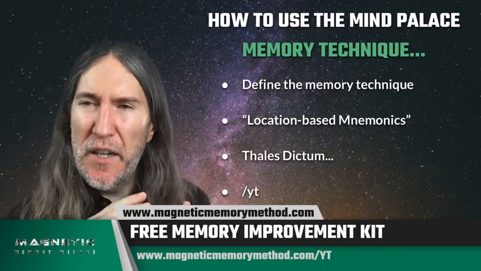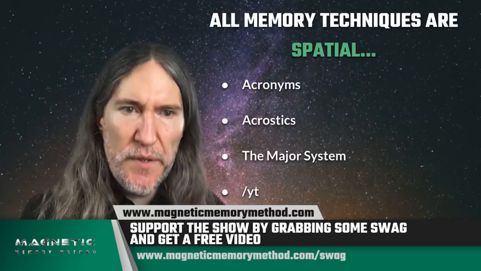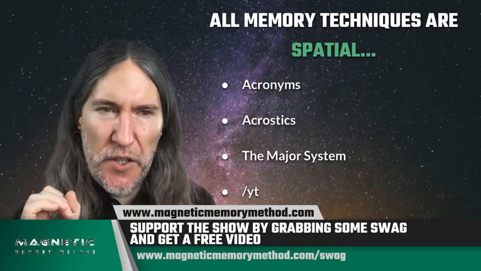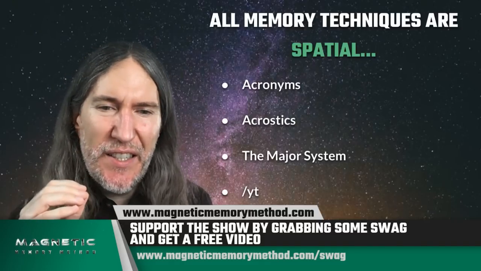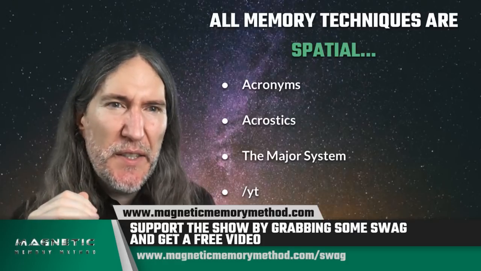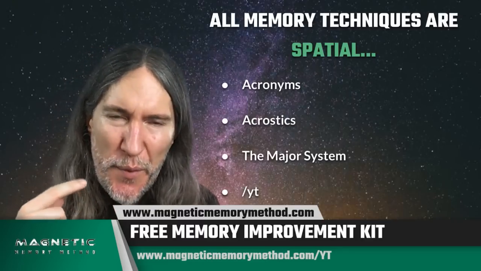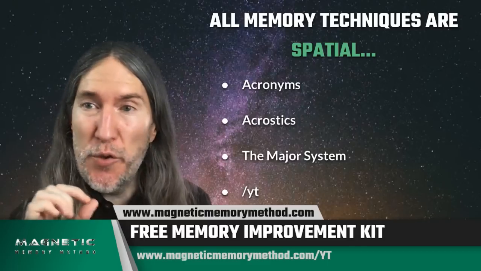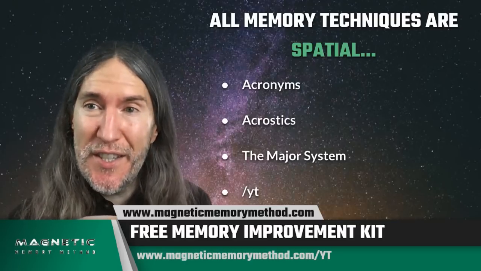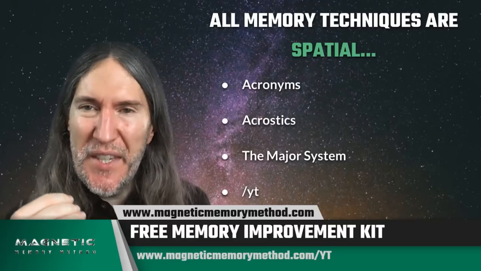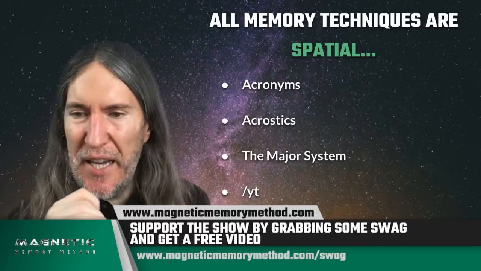I really meditate on that a lot, because what you'll ultimately find, and what's really, really important, is that all memory techniques are spatial. You really want to understand this in order to get the best out of memory techniques. Acronyms are arranged spatially. They help you remember, but your reliance on them is that they are spatial, and you trigger them off spatially. You can also put acronyms in memory palaces. Acrostics are spatial. The major system is spatial in nature. The more you understand this and dwell upon it, the better you're going to be at this.